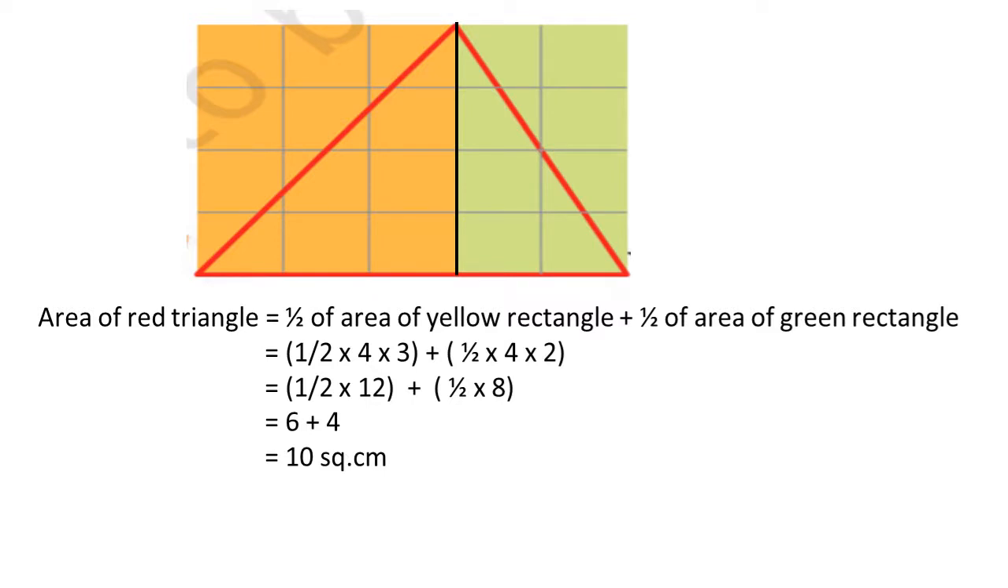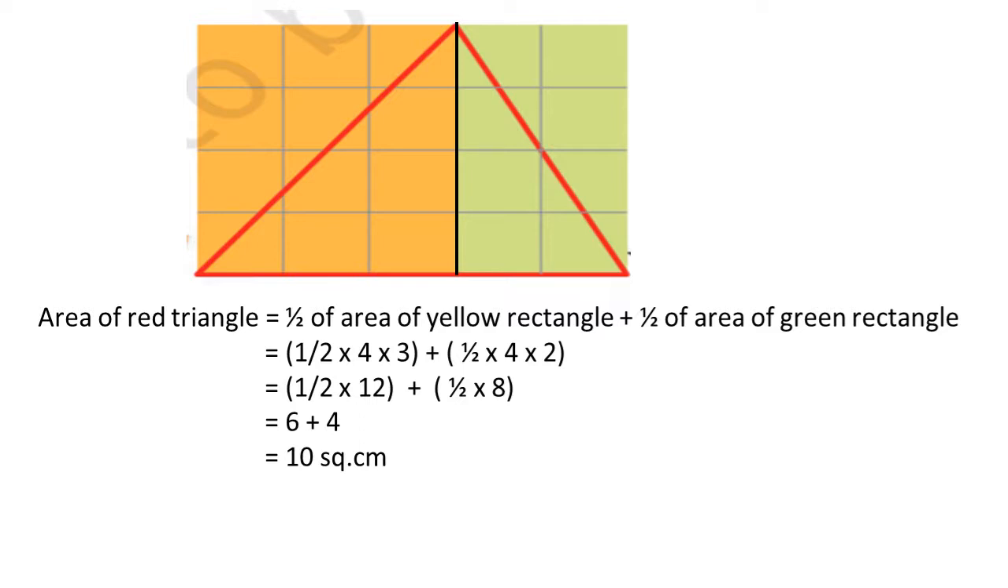That is 4 into 3. Okay, and what is the length of the yellow rectangle? 4. And what is the breadth of the yellow rectangle? 3. So 4 into 3, plus half of the area of the green rectangle plus half of the area of the green rectangle. So plus half into, again 4 is the length and 2 is the breadth, so 4 multiplied by 2.